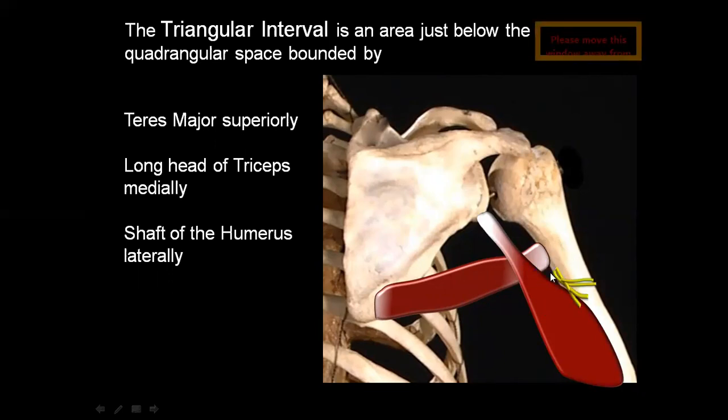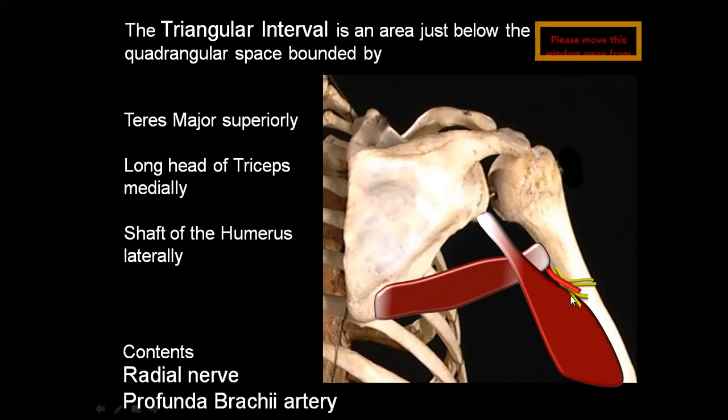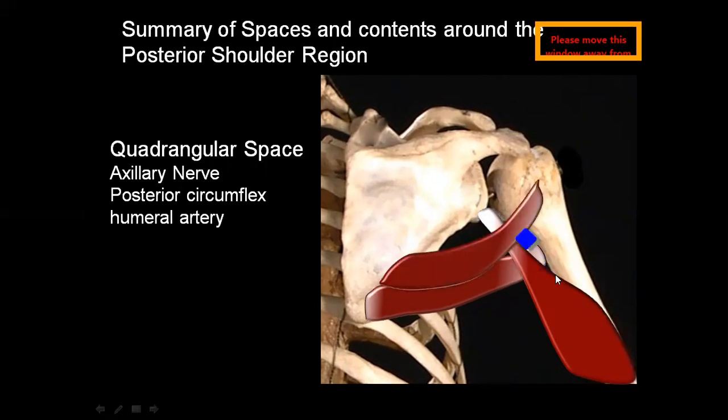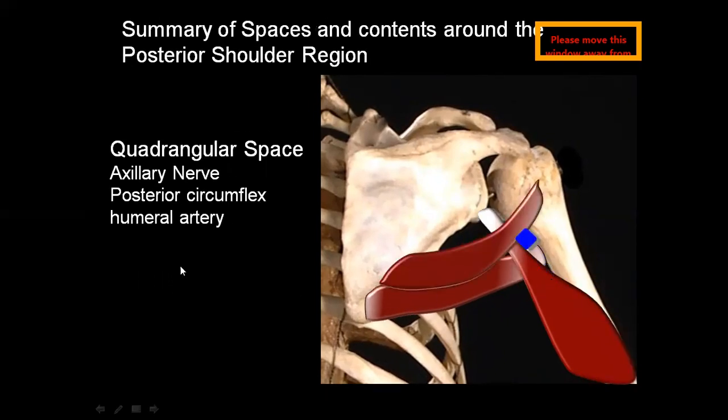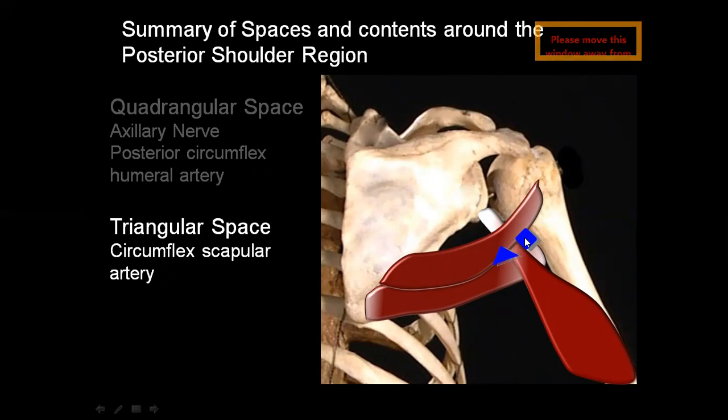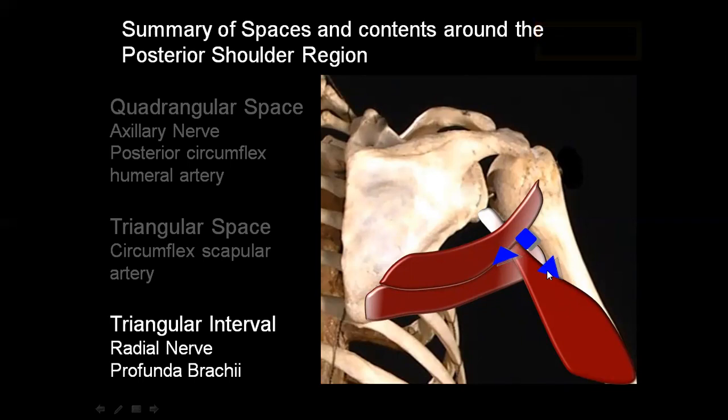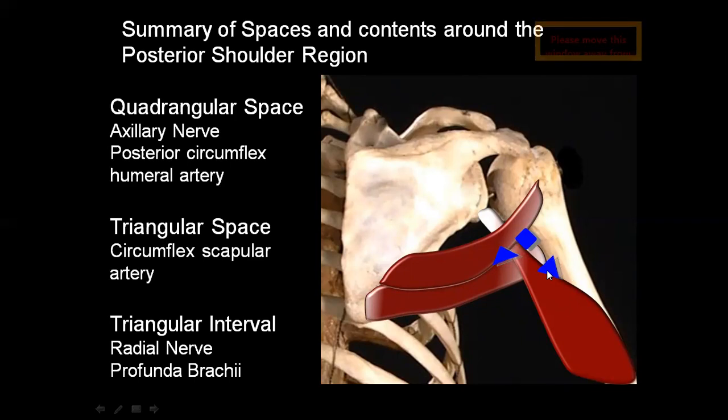What are the contents we just saw? This is the radial nerve. Along with this we have the profunda brachii artery. Profunda brachii artery is a branch of the brachial artery, the largest branch of the brachial artery. Brachial artery is a continuation of which artery? Axillary artery. Now, this is the summary of contents: the quadrangular space has axillary nerve and posterior circumflex humeral vessels. The upper triangular space has the circumflex scapular artery. The lower triangular space has the radial nerve and profunda brachii artery.